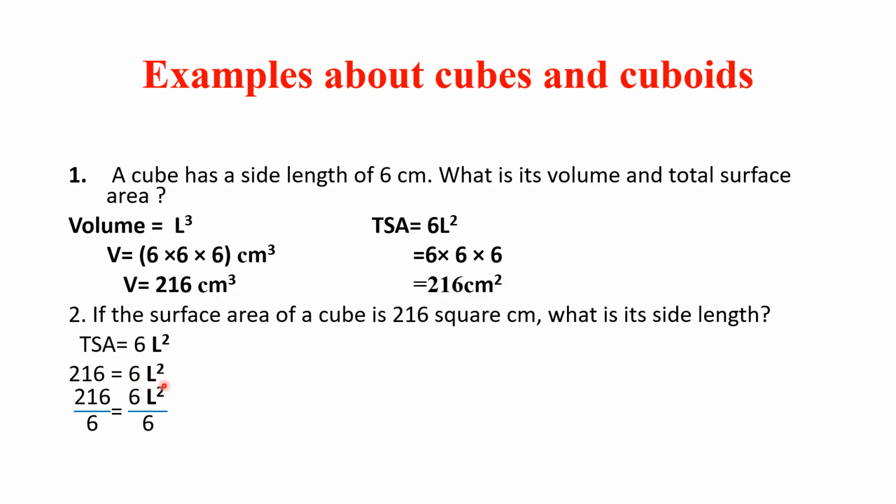Now here, to make L squared the subject, I'll divide by 6. I'll divide the 6 on both sides. Here 216 divided by 6, and then 6L squared divided by 6. 6 divided by 6, I get 1. So I remain with L squared.